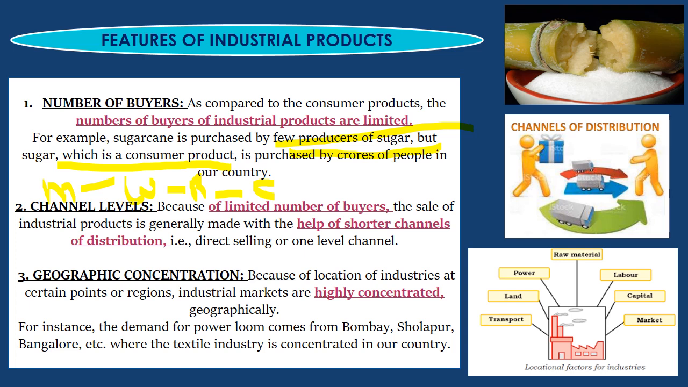and come and manufacture it here in Karnataka. Why? Because there are not many people who are buying these raw materials. Then why have intermediaries in between? So it's a shorter channel of distribution that we have for industrial products.